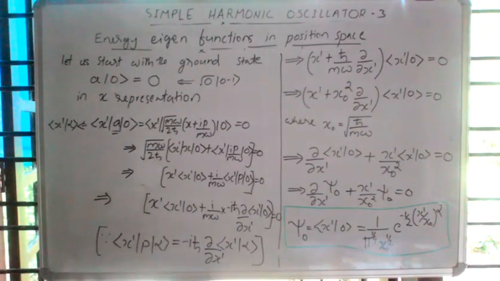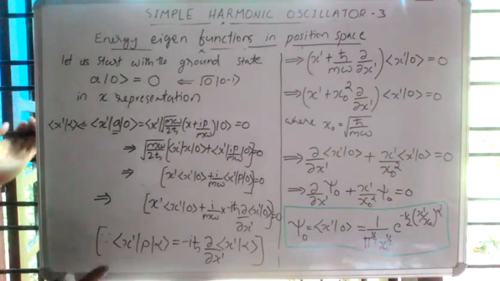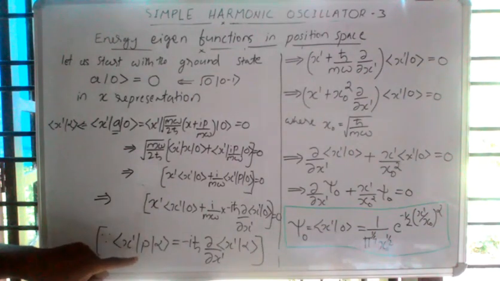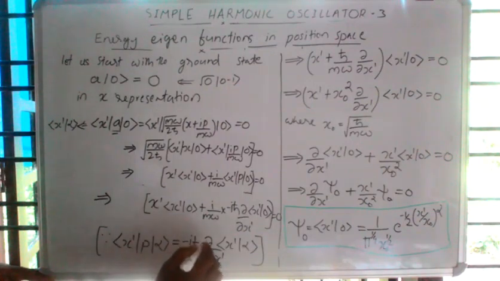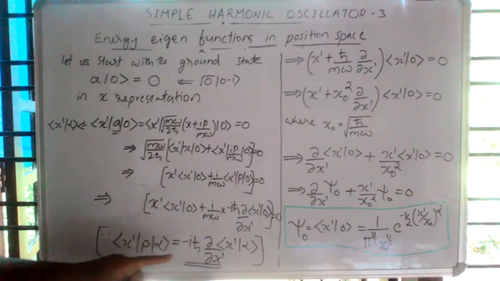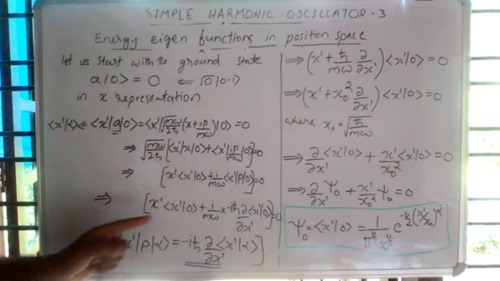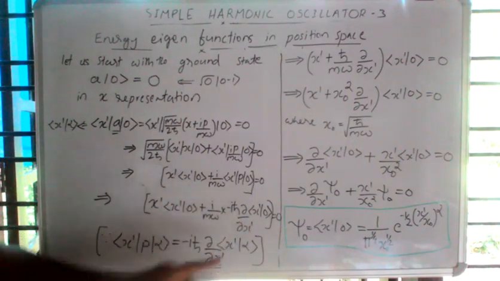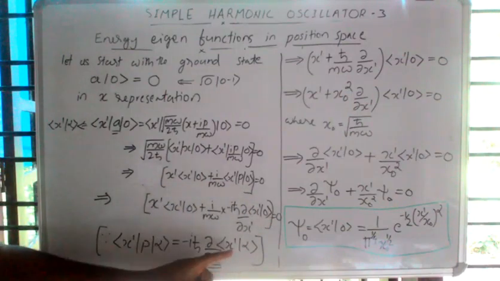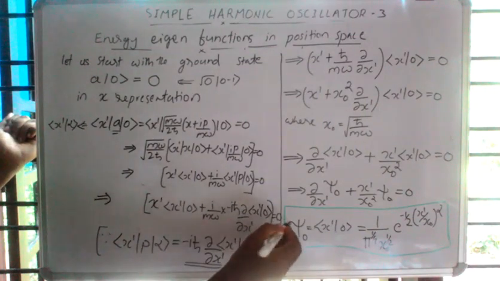Look at this, this is x dash p 0. In the first chapter, we studied the momentum operator in position basis. We got the momentum operator as minus i h cross dou over dou x dash. So the momentum operator in position space is minus i h cross dou by dou x dash, that we are applying here, and we will get i over m omega into i h cross dou by dou x dash of x dash 0, so that is equal to 0.